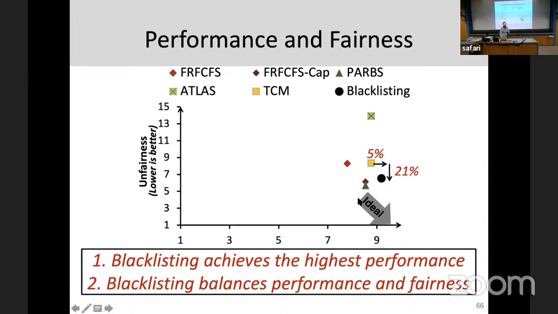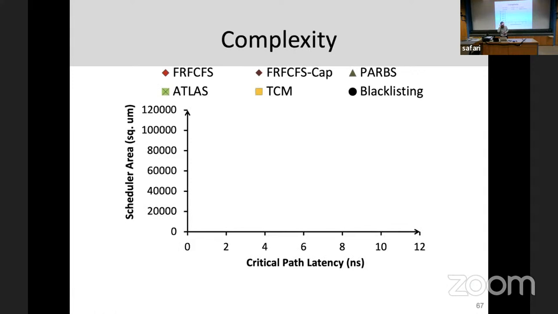So let's take a look at complexity, because complexity is important. We did a lot of studies to design the different schedulers at the RTL level. This is the critical path latency in terms of nanoseconds, based on, of course, the technology that we designed it at. And this is the scheduler area. We synthesized the schedulers, I believe, with some 65 nanometer technology at the time. Ideally, we would like to be here: zero latency, zero cost in terms of area. This is FRFCFS. It's close to zero latency because it doesn't consider a lot of things in its decision.